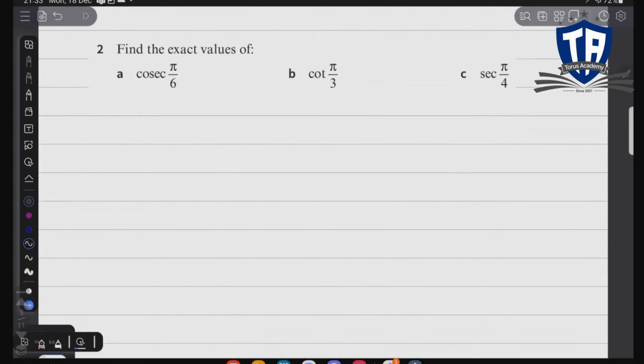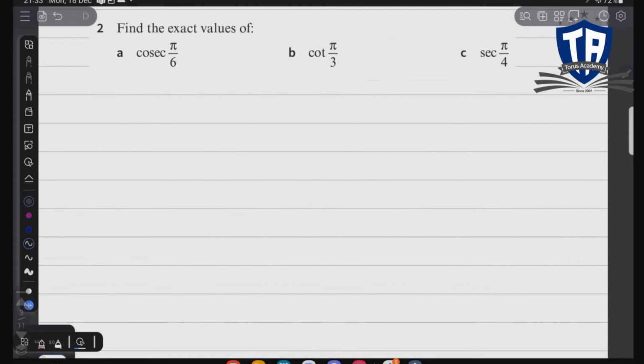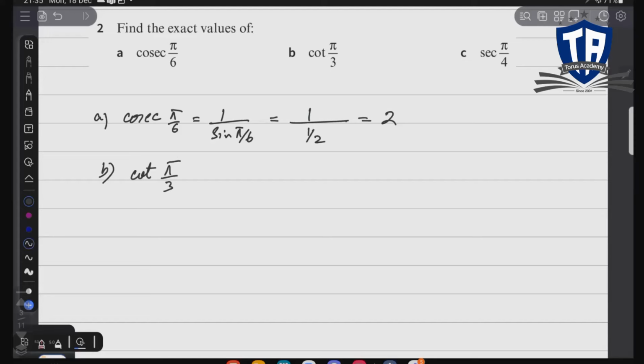If we have the angles in radians, the procedure would be the same. In question number 2, we have been given reciprocal trigonometrical functions with the angles in radians. The procedure is again the same. Whenever we have cosecant of pi by 6, we'll write it as 1 over sine pi by 6. Sine pi by 6 is 1 over 2, and we'll get this answer. Similarly, we can find parts B and C.